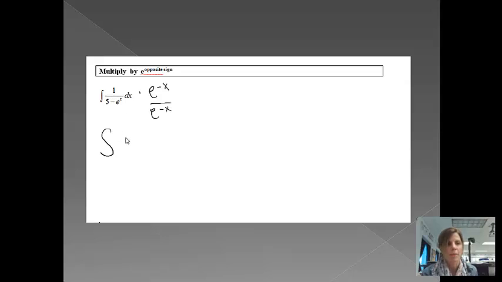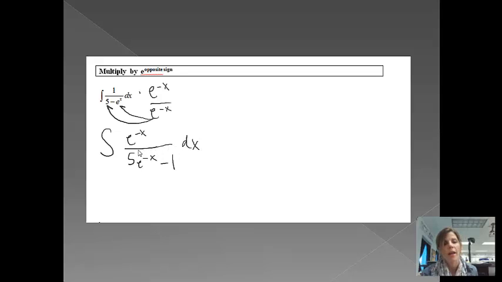We're trying to turn this into a problem that we can actually do a u substitution for. So up top, 1 times e to the negative x is e to the negative x. And on the bottom, I'm going to distribute this to both terms. So I'm going to get 5 e to the negative x minus e to the x times e to the negative x would be e to the 0, which is just 1.